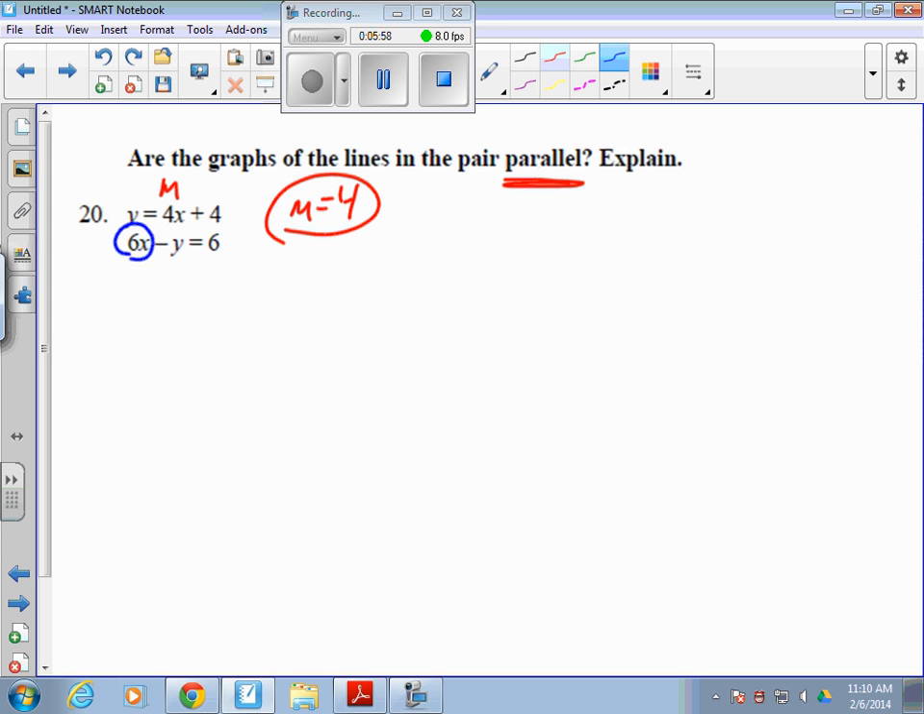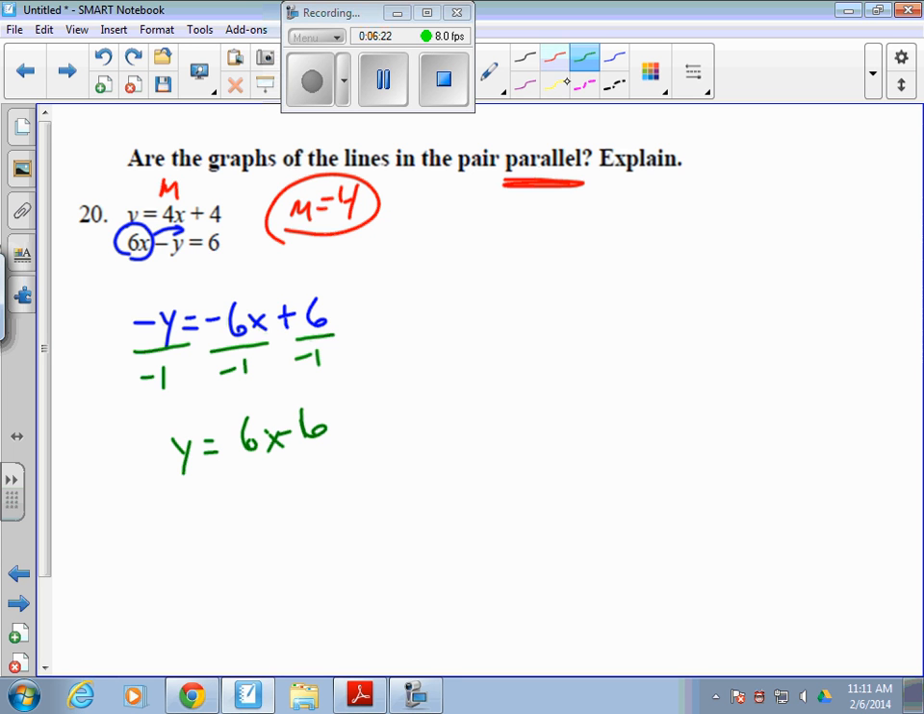First thing we want to do is move 6x over. When you do that, you have negative y equals, it was positive 6x on the left, it becomes negative 6x on the right. You still have positive 6. Then get y by itself by dividing by negative 1. Do it to everything else in the equation as well. Y equals negative divided by negative is positive 6, and positive divided by negative is negative 6.